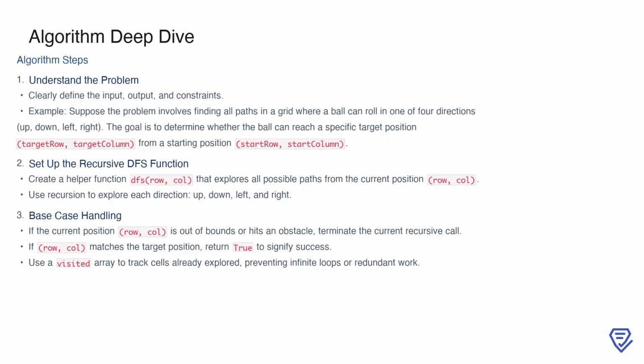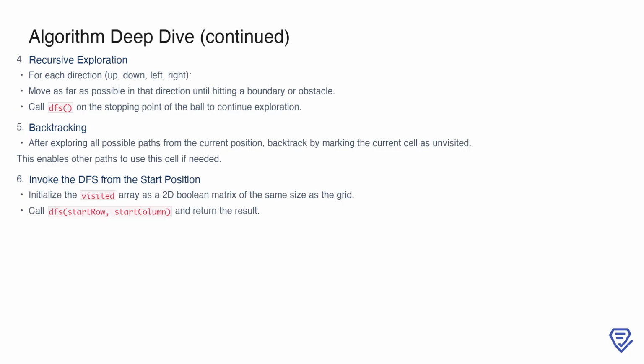To ensure the algorithm stops appropriately, we define base cases. If the ball moves out of the grid's bounds or encounters an obstacle, the recursive call is terminated. If the ball's current position matches the target, we return true, marking success. Additionally, to prevent revisiting cells and causing infinite loops, we use a visited array to track cells that have already been explored. The next step is recursive exploration.